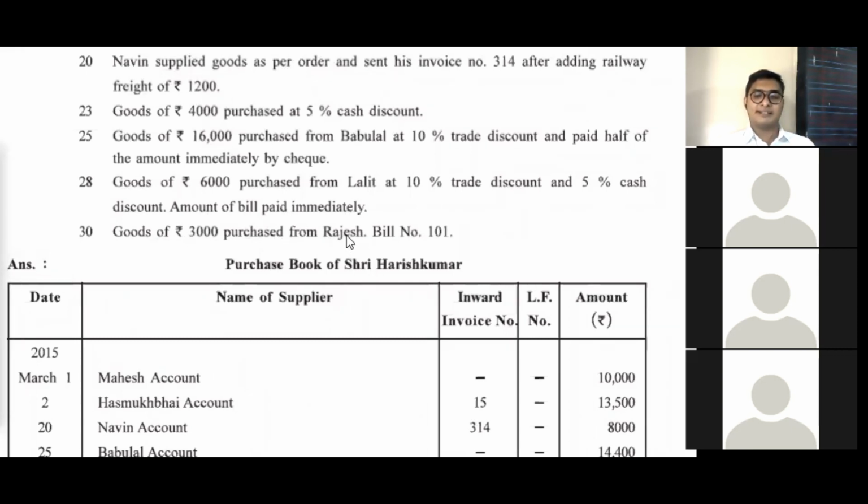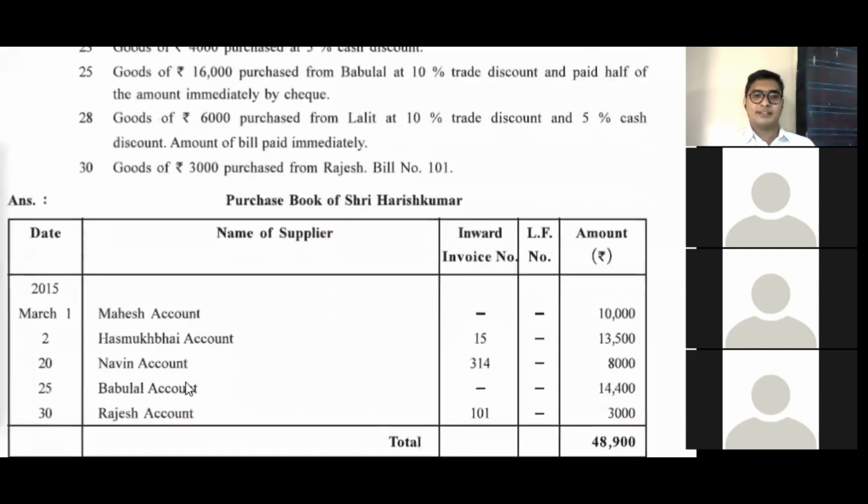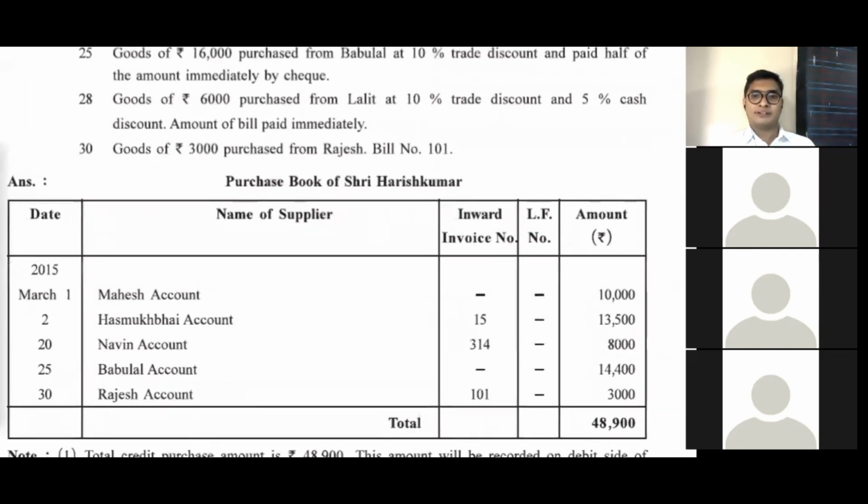And last, goods of 3,000 purchased from Rajesh. The name of the person is given, so it is a credit transaction. So we write down entry number 30, Rajesh account, and the amount is 3,000. There is no discount given, so the gross amount 3,000 is written down here. Bill number is 10. If the bill number is given, we have to write it down. If it is not given, put a dash.